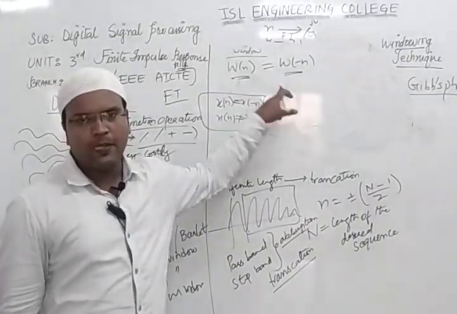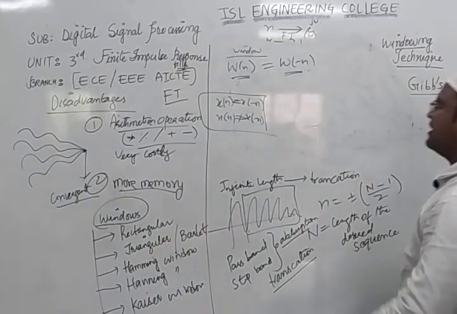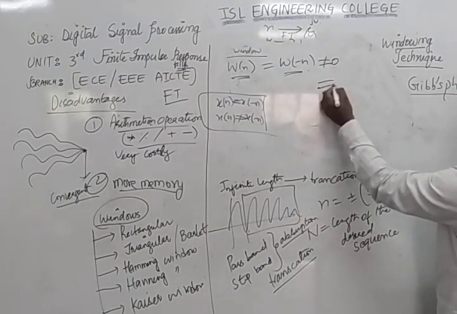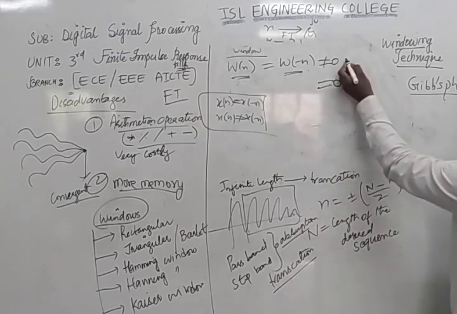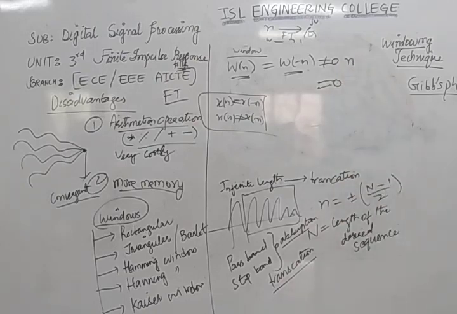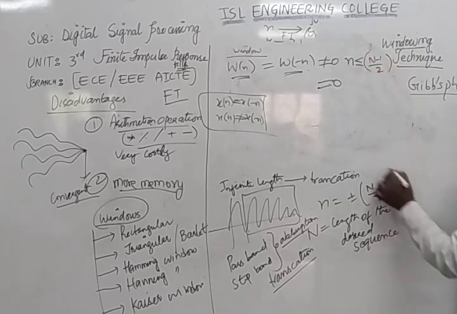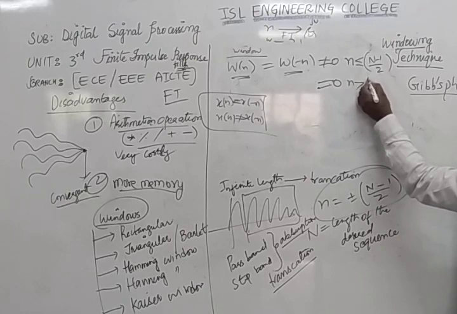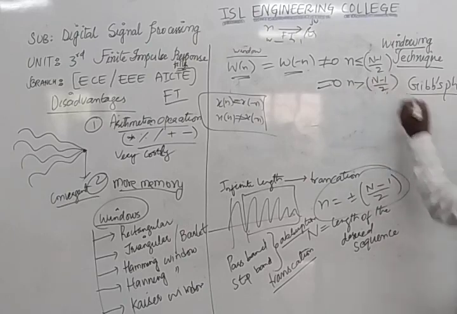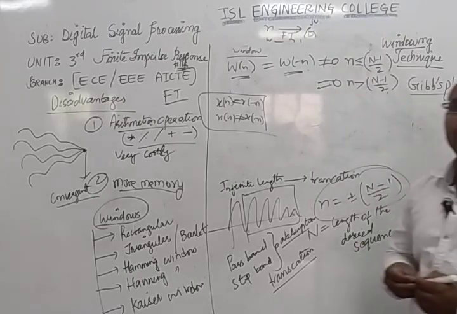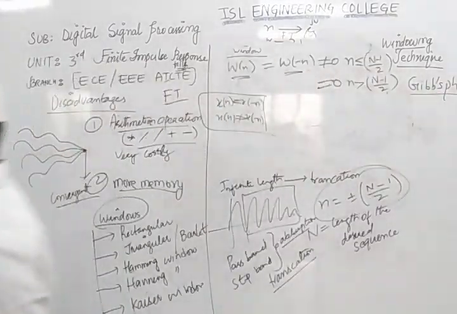If both are the same, on what factor are we saying it? We are saying that it is not equal to 0 when n is less than or equal to capital N minus 1 by 2, because we are truncating. That we need to consider. It is equal to 0 when n is greater than capital N minus 1 by 2. By taking this factor, we are considering the windowing technique.